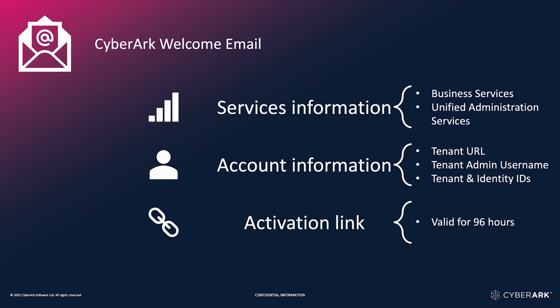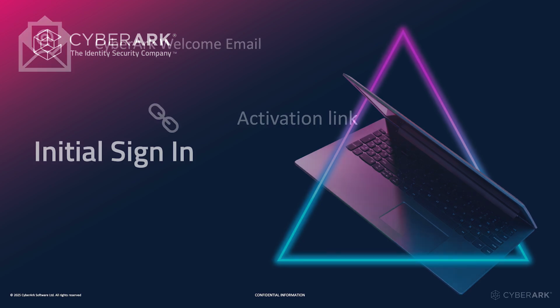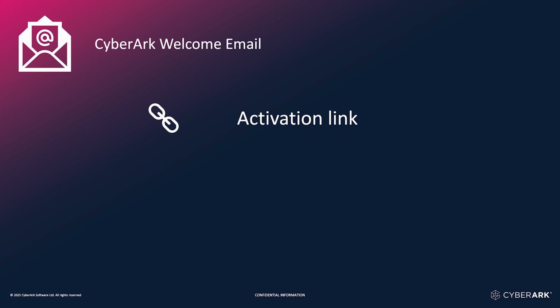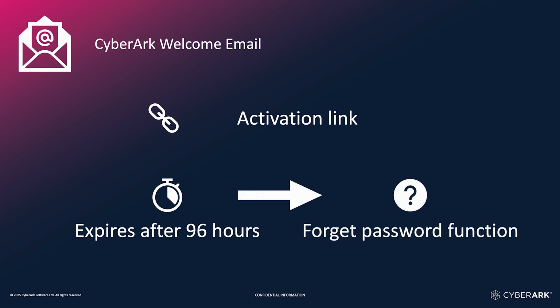Now, moving on to Step 2, Initial Sign-In. Open your web browser and navigate to the ISPSS Tenant Activation URL provided in your welcome email. Remember, this link expires after 96 hours, so if you miss this window, you'll need to use the Forget Your Password function.